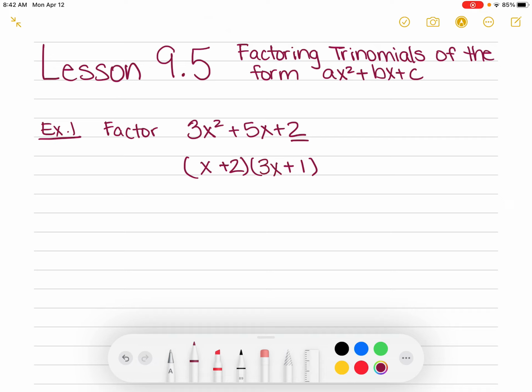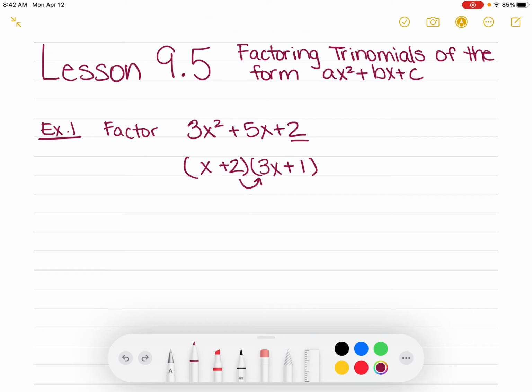So now I'm going to check this and see if it's right. If I multiply these, I get 6x. And if I multiply these, I get 1x. Now adding those together, I get 7x. And that is not my middle number. So I know that that's not correct.